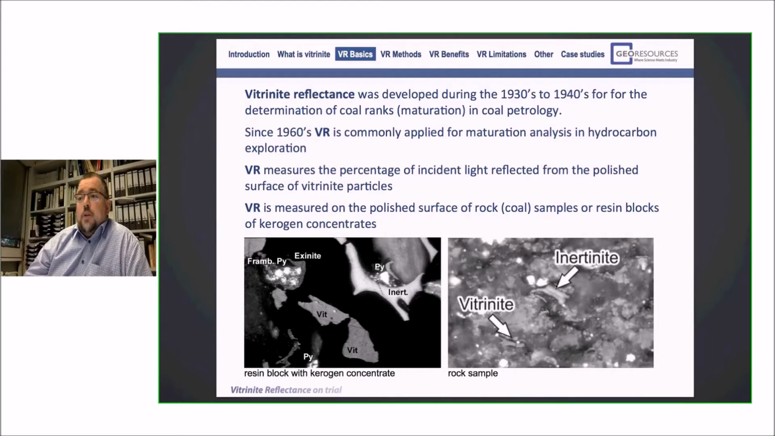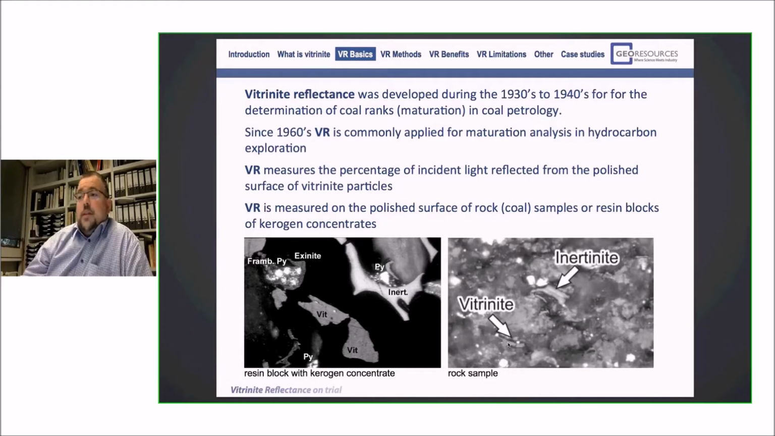And if you think about, let's say, even a good high TOC rock with about 5, 6, 7% TOC, this means 5, 6, 7, 8% of this surface will be made of organic matter, but surely not all vitrinite.